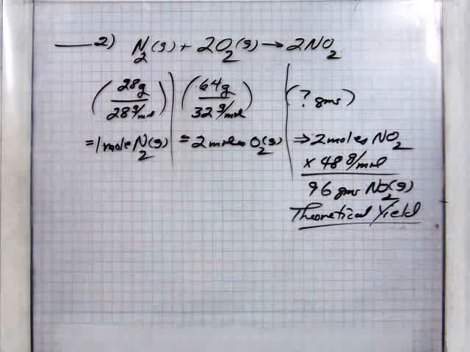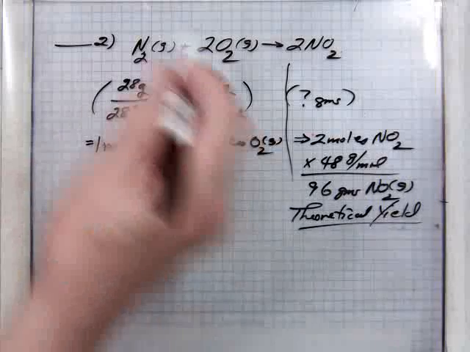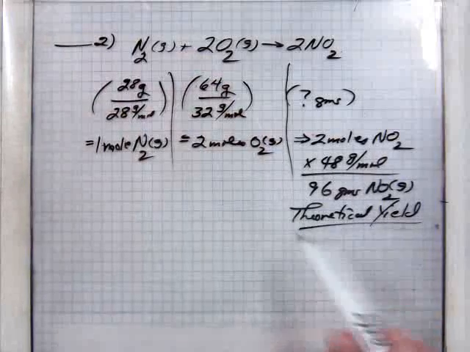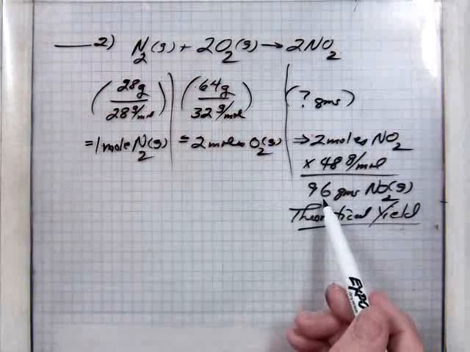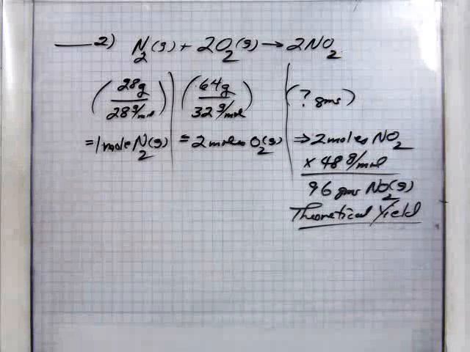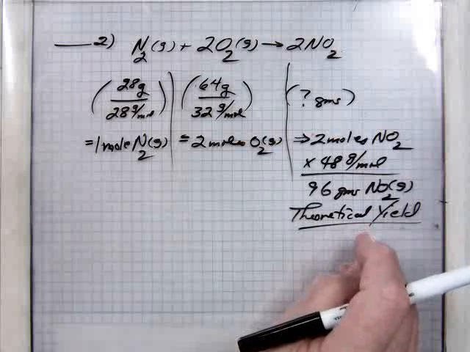So if you were having to calculate percent yield, the problem would have had to give you, well, the laboratory yield was, say, 90 grams. And you'd have 90 over 96, it'd be your ratio times 100. Wow, did I say 90? Why did I write 92?